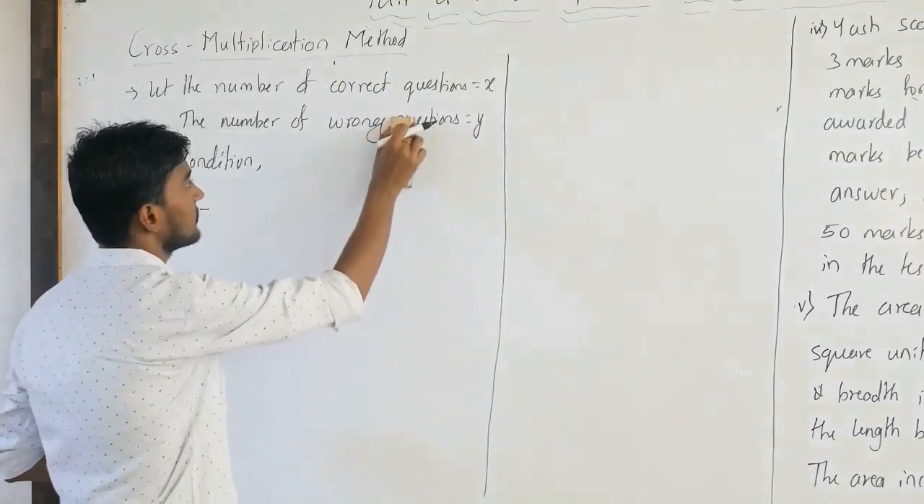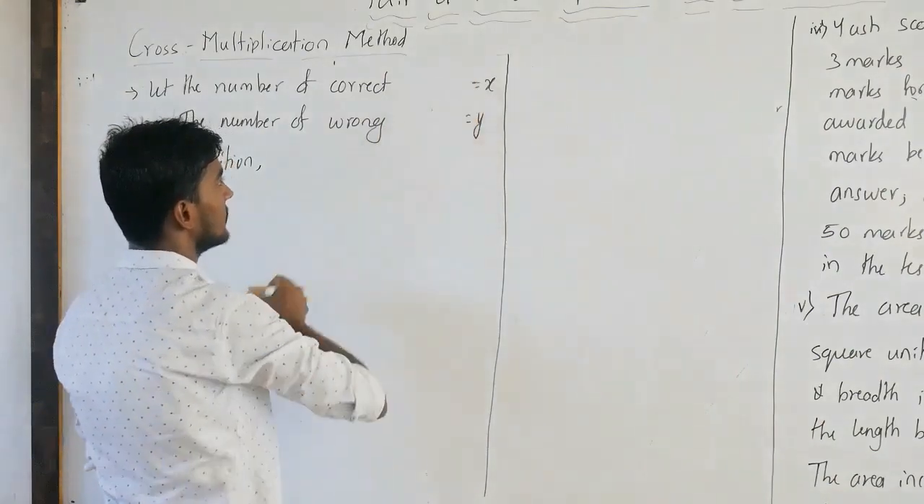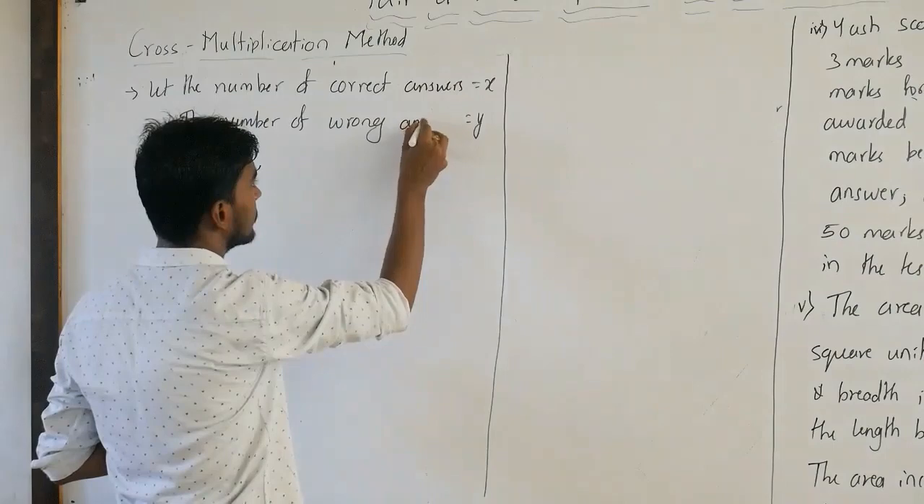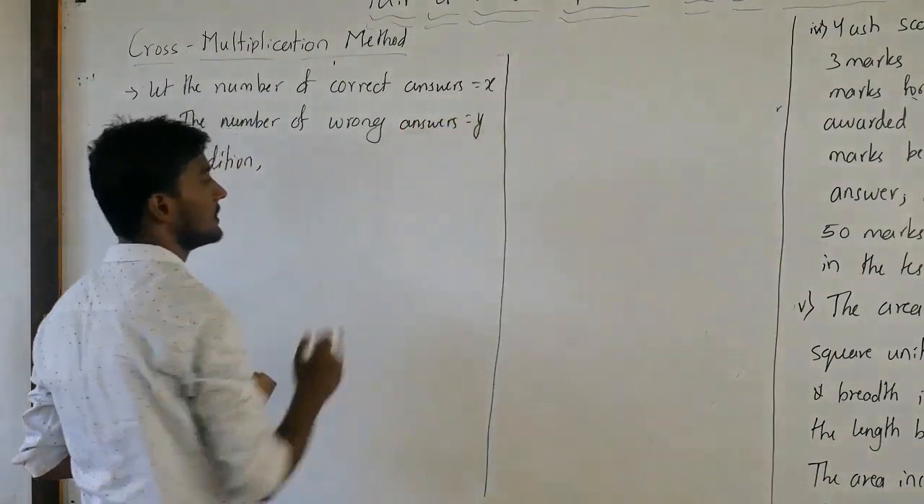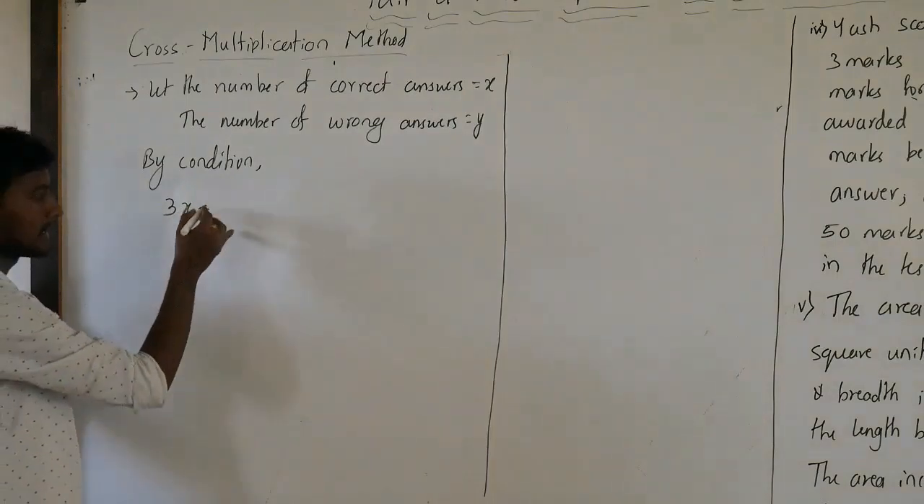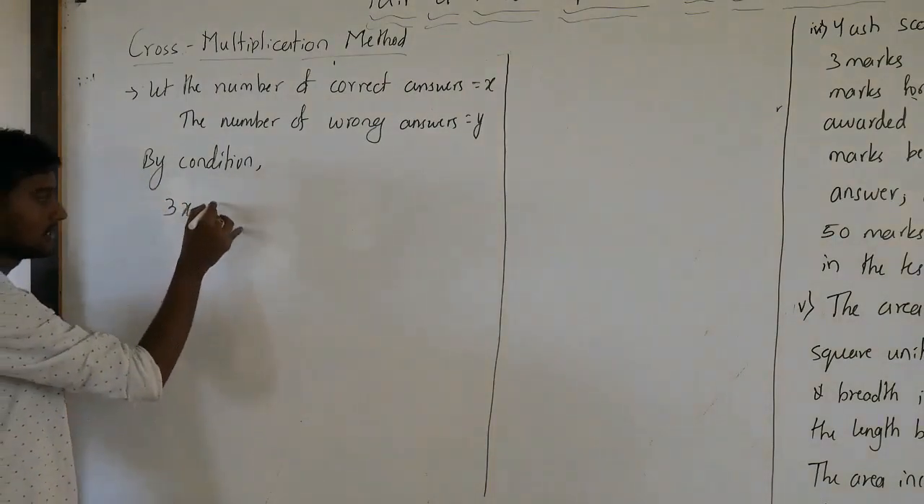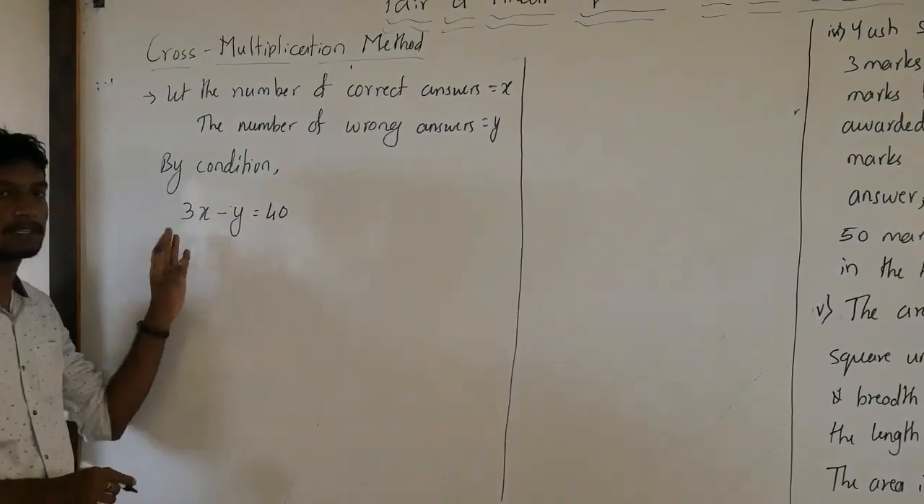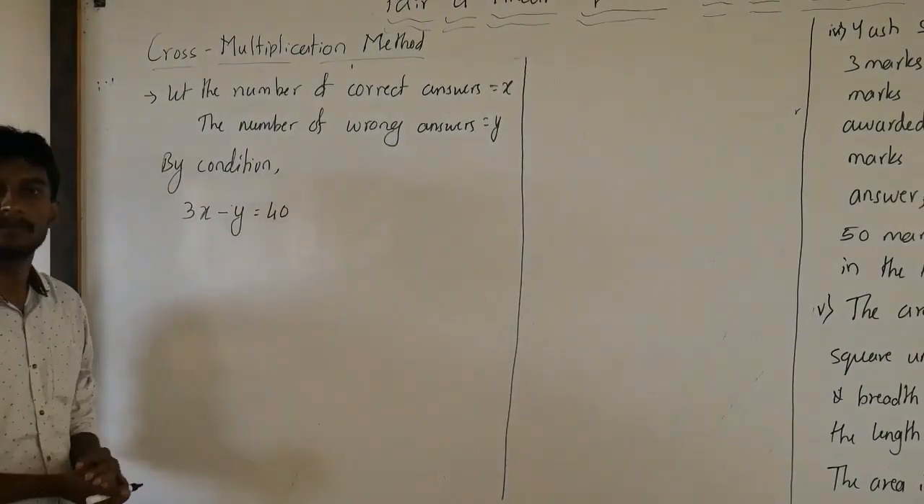Let the number of correct answers be x and the number of wrong answers be y. They are cutting 1 mark for each wrong answer, so 1 into y. Totally how much has he got? 40 marks. So 3x minus y is equal to 40.